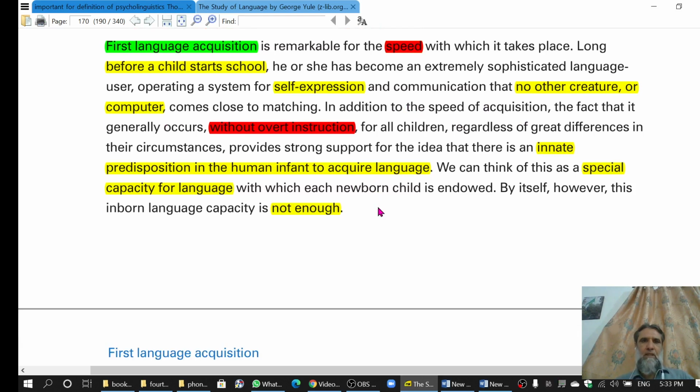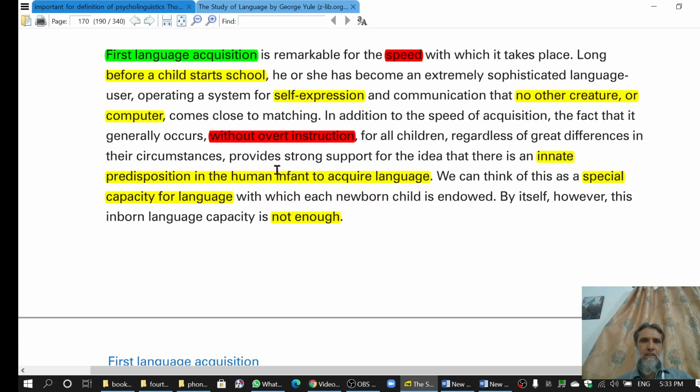The second point here is that this language, which is very complex and which is learned with remarkable speed, is learned without instruction. Some instructions are given. If the children are using dirty language, then they are instructed not to use that language. However, it often doesn't happen that parents give instruction to the kids to correct their first language.